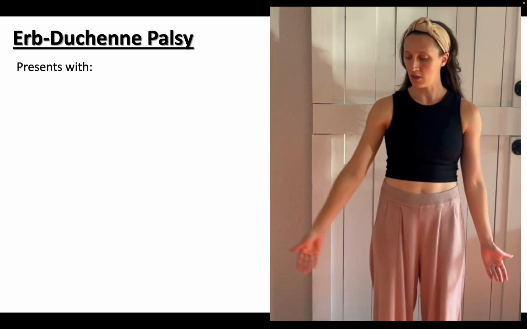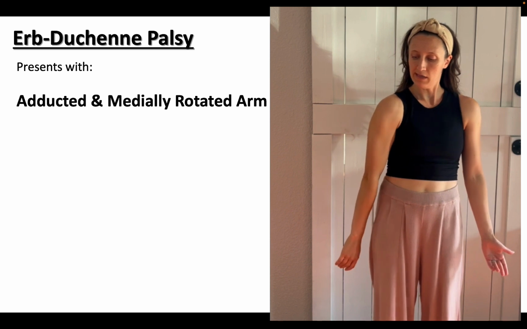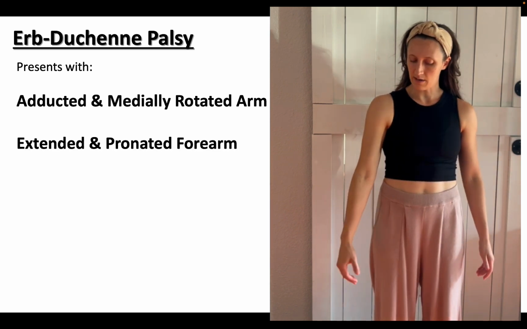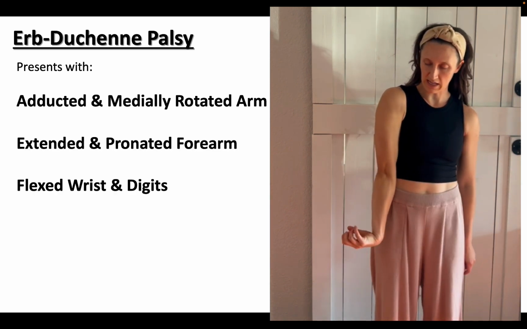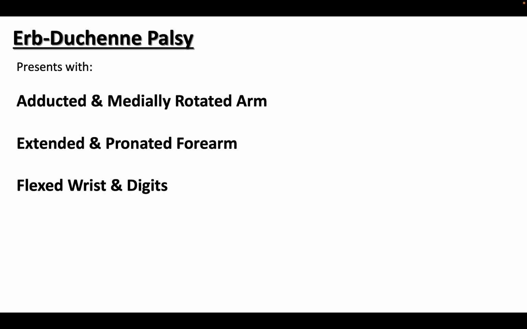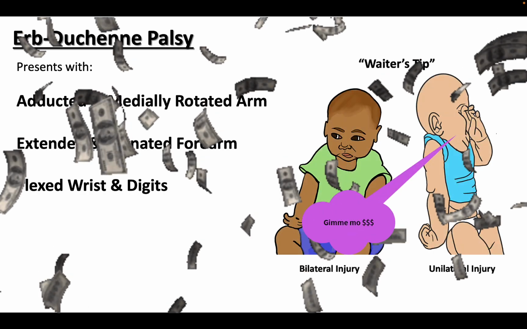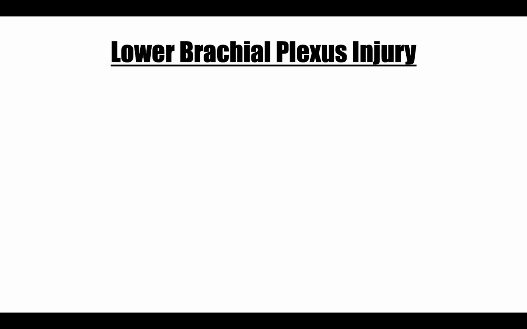So to summarize, Erb's palsy presents with an adducted, medially rotated arm, an extended and pronated forearm with a flexed wrist and digits. The buzzword will be waiter's tip. Give me more money.